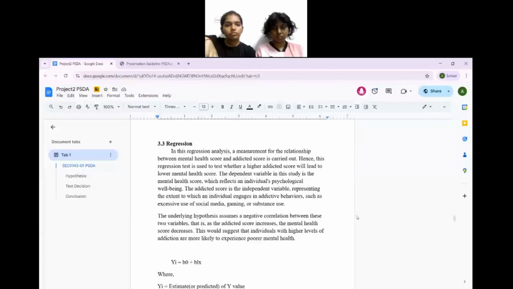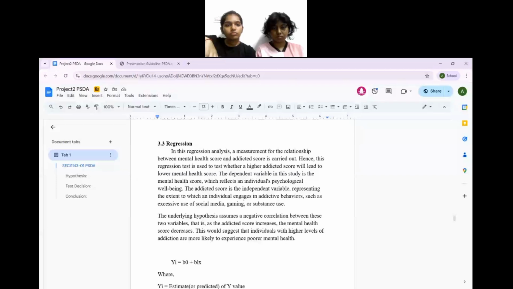So we go to regression. In this regression analysis, a measurement for the relationship between mental health score and the addicted score is carried out. This is used to test whether a higher addiction score will lead to a lower mental health score. The dependent variable in this study is the mental health score, which reflects an individual's psychological well-being.